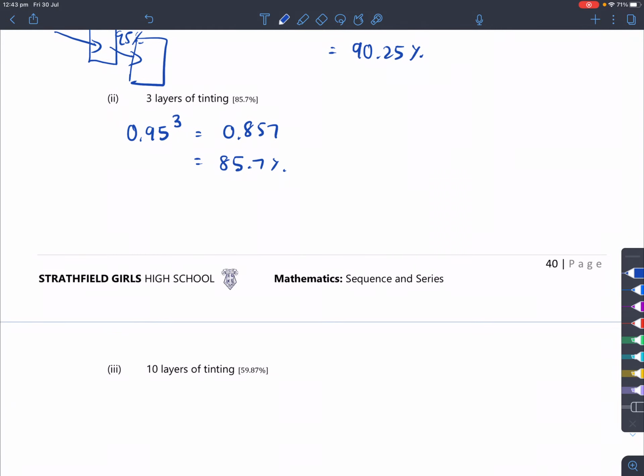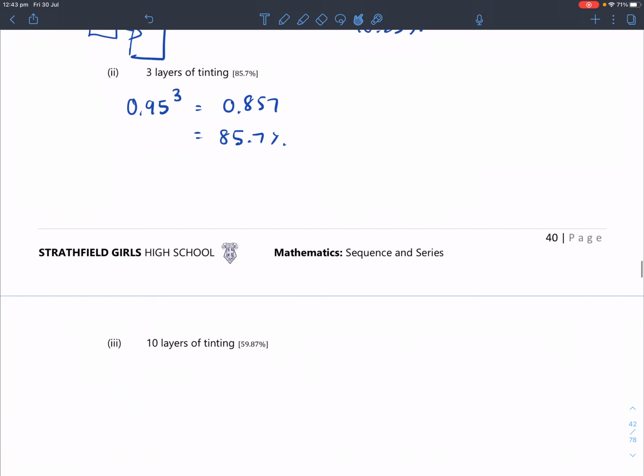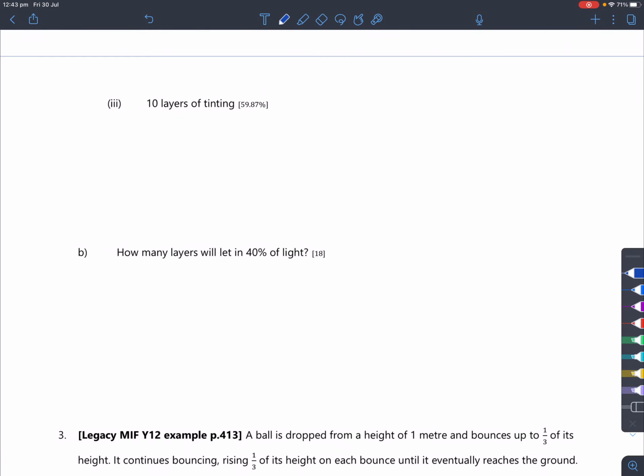Now in part 3, you know what to do. 10 layers of tinting, same thing, just put it to a power of 10. So that would be 0.95 to the power of 10, which is 0.5987, right? And this keeps going. Just double check that. Yep, keeps going. Now, if I times that by 100, that will give us 59.87873%. But you can round it to whatever you want. So I'm just going to say around 59.9%.